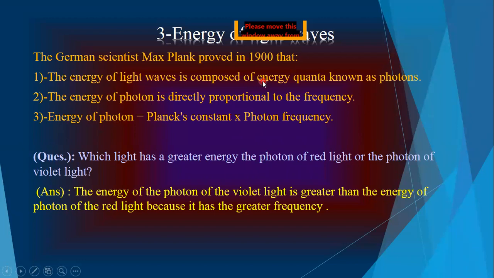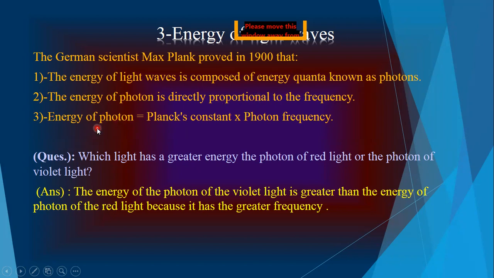Energy of light waves. في راجل German scientist اسمه ماكس بلانك سنة 1900 discover إيه؟ The energy of light waves is composed of energy quanta known as photons. Light waves زي ما matter consists of molecules، light waves هنا composed of photons. The energy of photons is directly proportional to the frequency. When the frequency increases, photon energy increases.